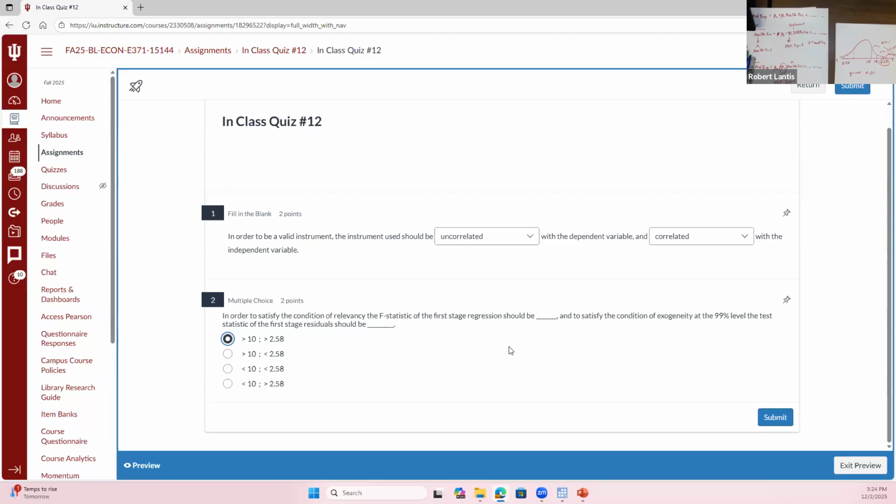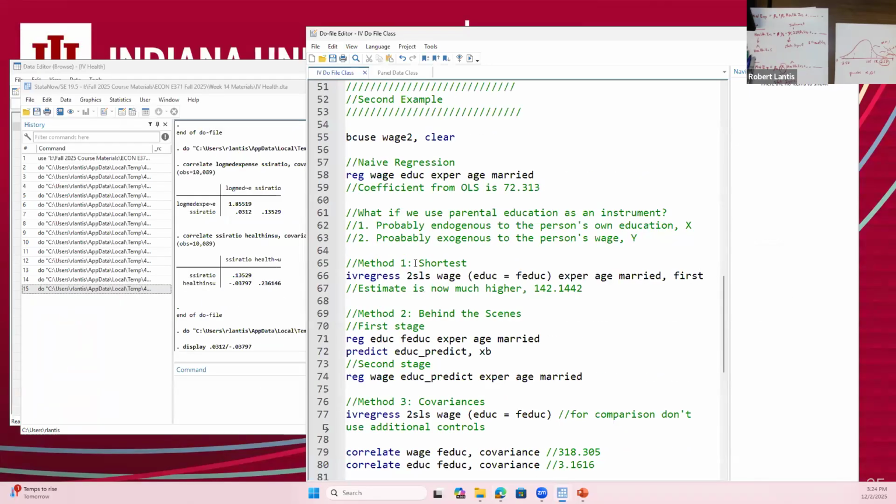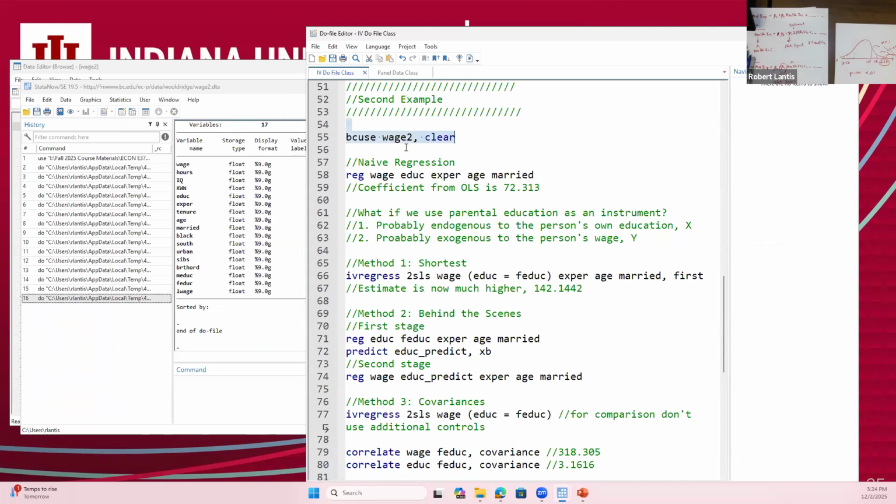All right. So, got 10 minutes left. I want to show you one more example. We'll do it relatively quick, and then we'll pick back up on this when we come back on Thursday. So, I've got this free data set, which is wage, Wage 2. We're going to open that up.